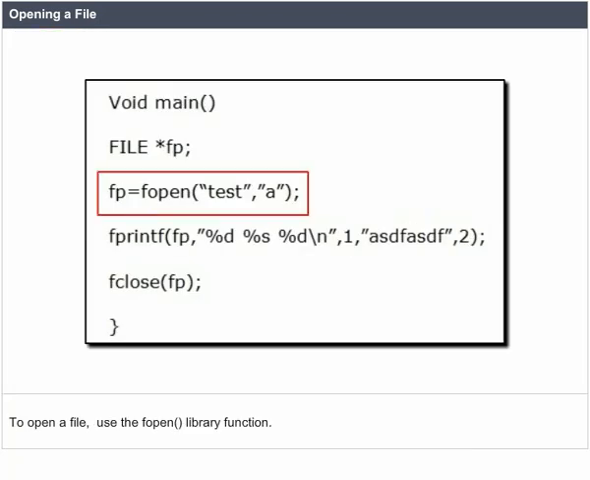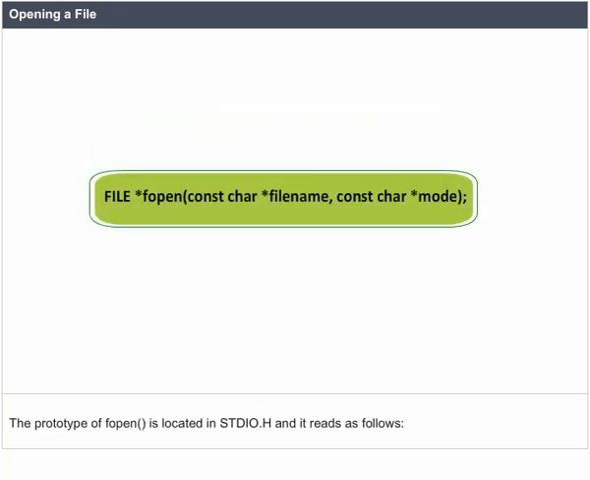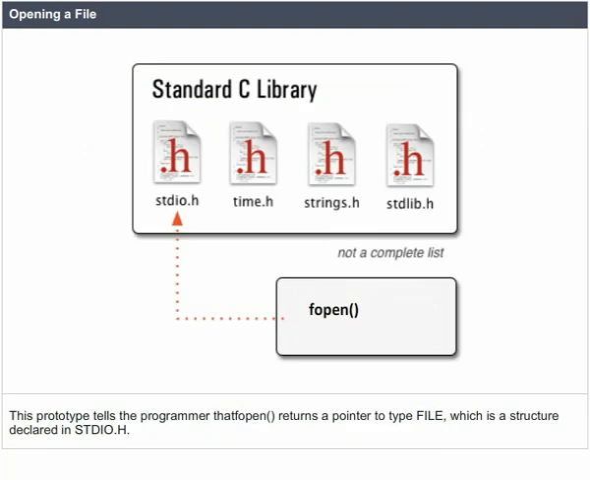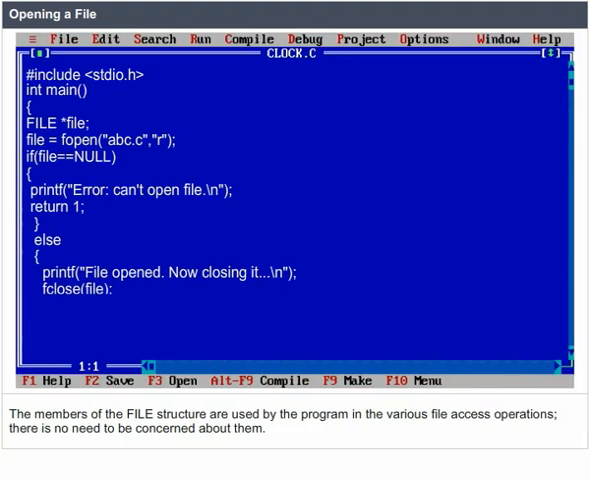To open a file, use the fopen library function. The prototype of fopen() is located in stdio.h and it reads as follows. This prototype tells the programmer that fopen() returns a pointer to type FILE, which is a structure declared in stdio.h. The members of the FILE structure are used by the program in the various file access operations.